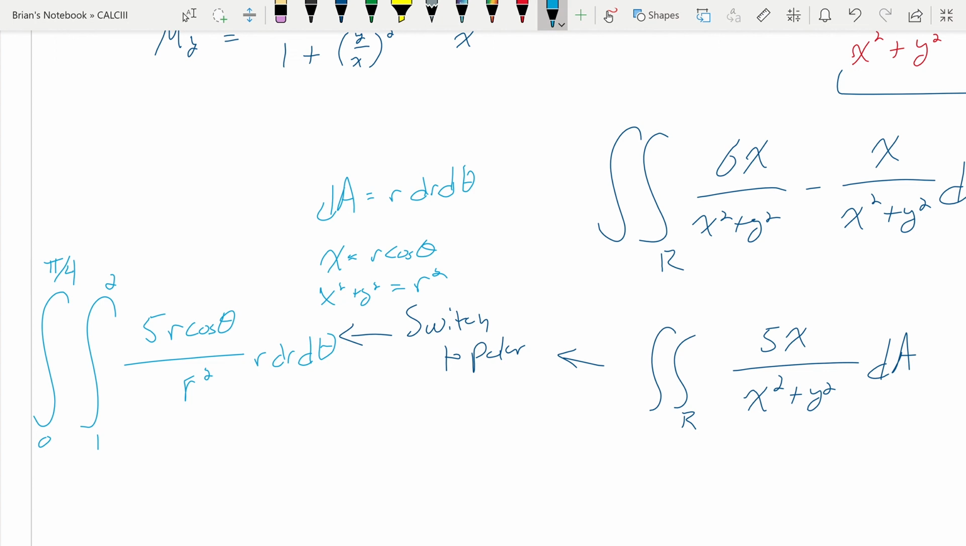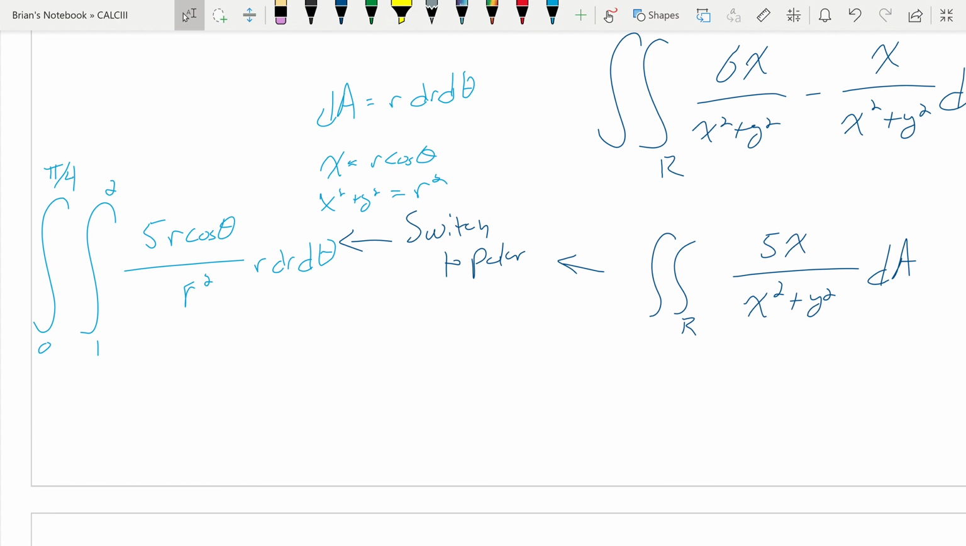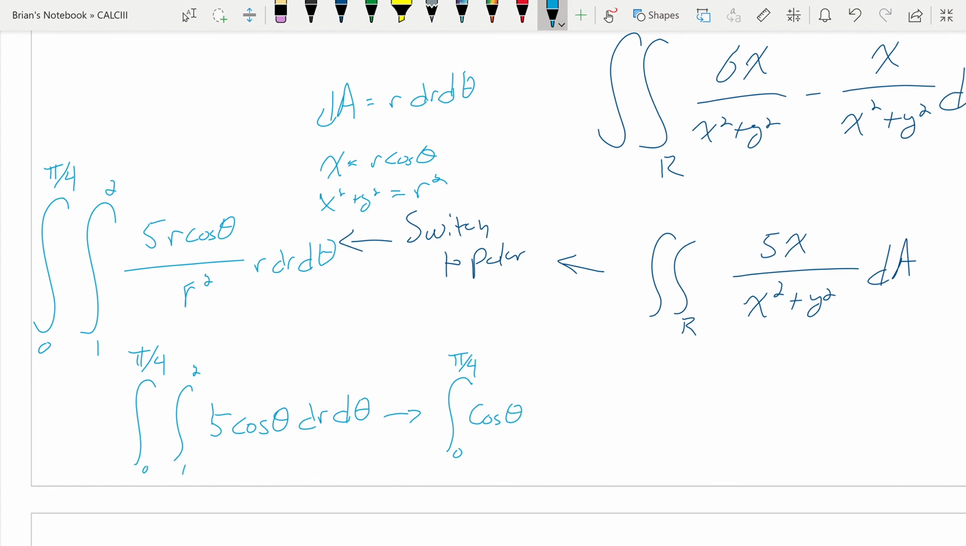Okay, now we just solve this integral. You can see that we have the r squareds go away, so we just have 0 to pi over 4, 1 to 2 of 5 cosine theta dr d theta. If you've seen, Butler sometimes does this handy little trick where because there's just a theta, there's no r, we can split up these integrals. So it will be 0 to pi over 4 of cosine theta, and there's a 5 out in front, 5 times that, d theta, times the integral from 1 to 2 dr.